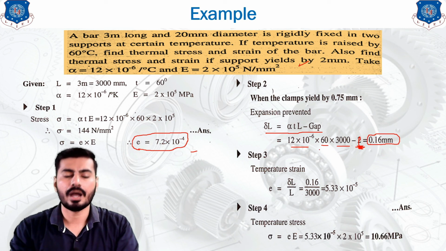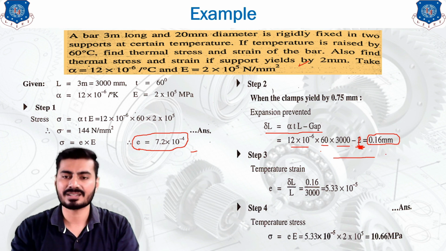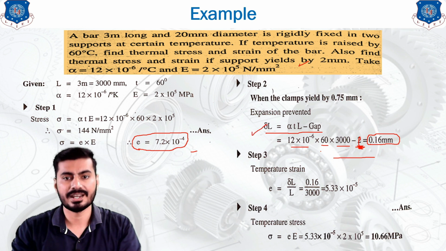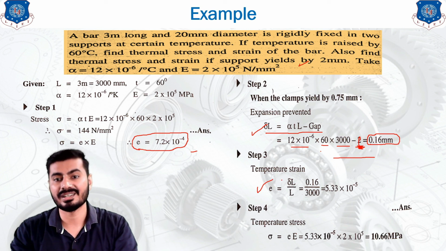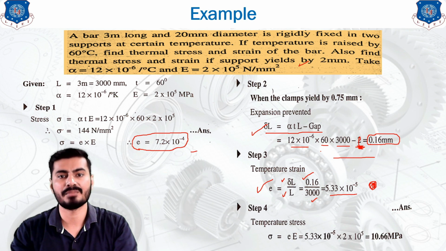Now this was not asked in your example. They have asked about the thermal stress and strain, but you have found the value of delta L. Now you have to calculate the thermal strain, which is delta L upon L. If you put in those two values from the above calculations, you will get the strain, which is also a unitless quantity. Make sure you are not writing any unit like meter or mm.